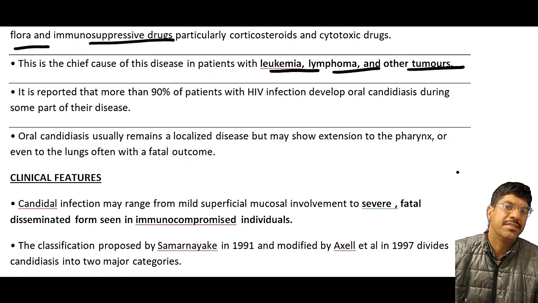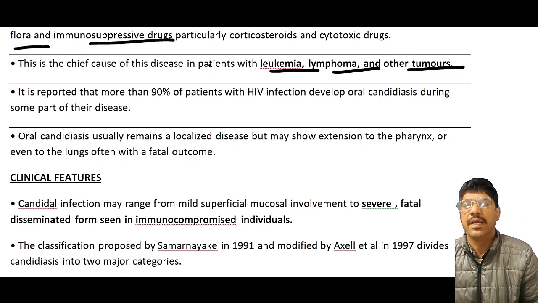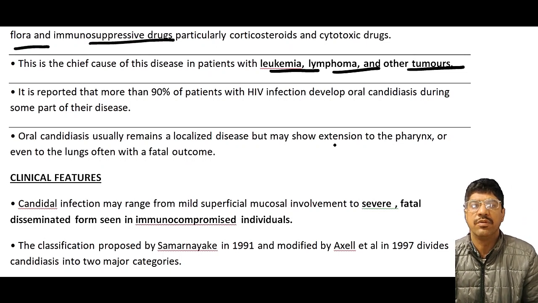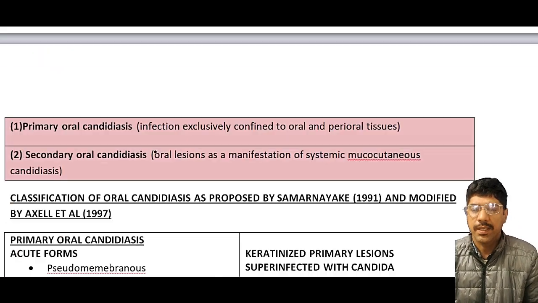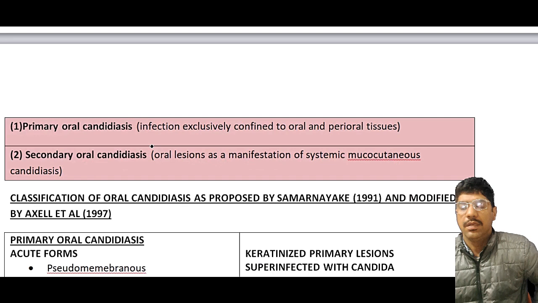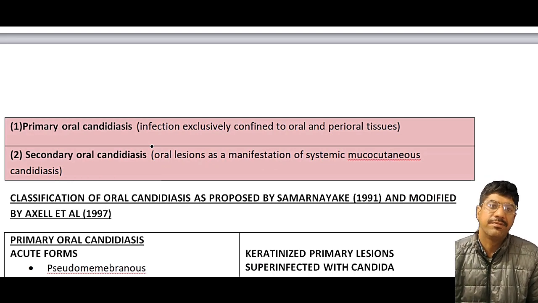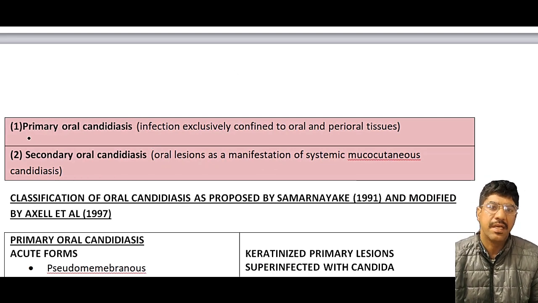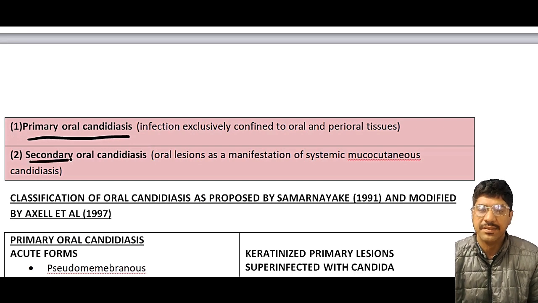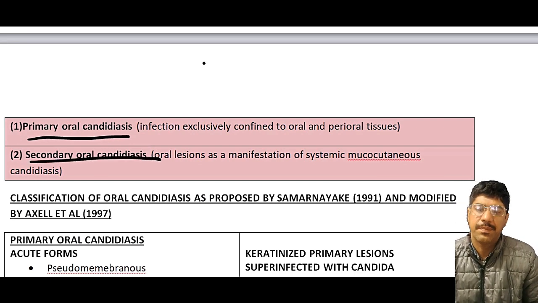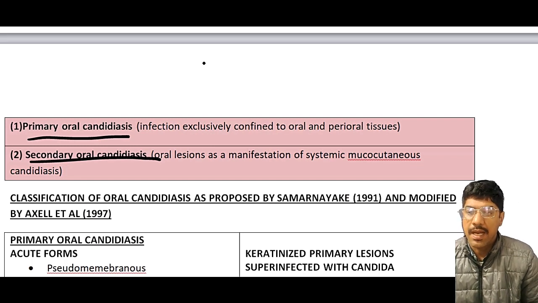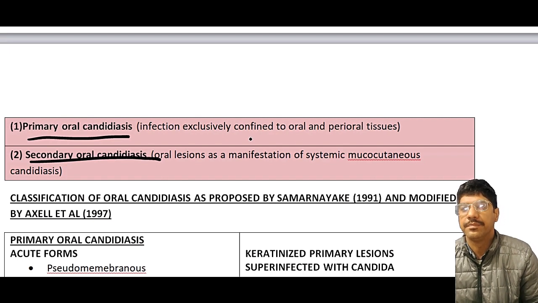Now, oral candidiasis usually remains localized, but it may extend to the pharynx or even to the lungs with fatal results. What are the two types of candidiasis? It can be of two types: primary oral candidiasis and secondary oral candidiasis. The primary oral candidiasis stays in the mouth and areas around it, like the lips. It does not spread to other parts of the body.